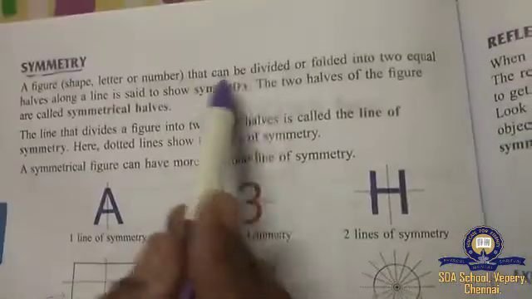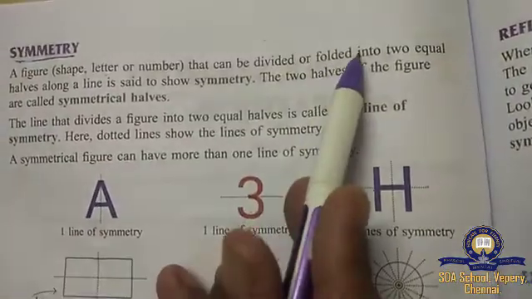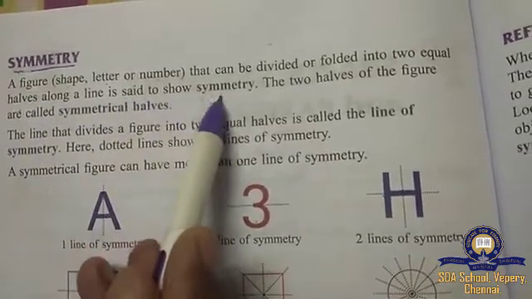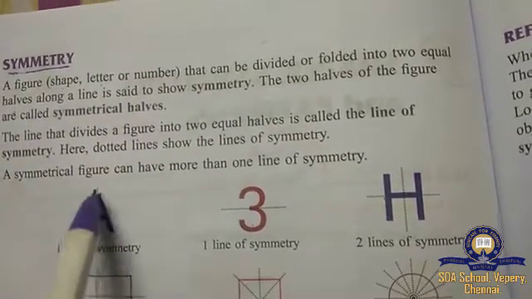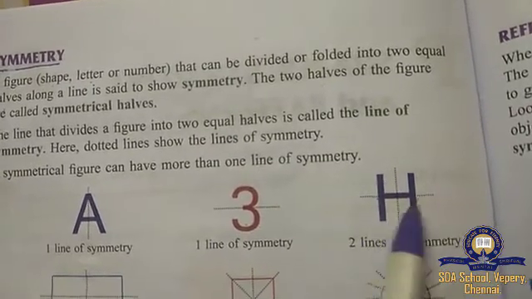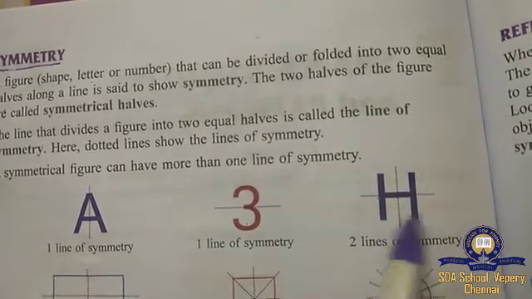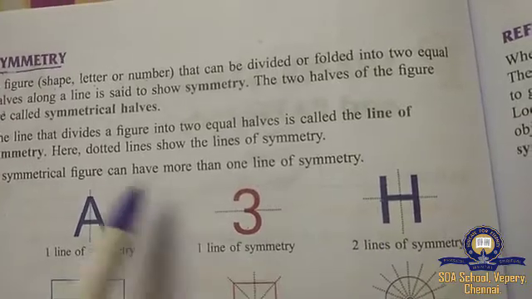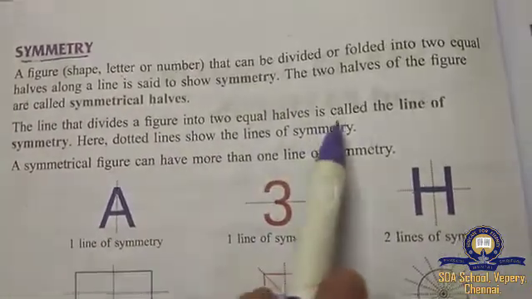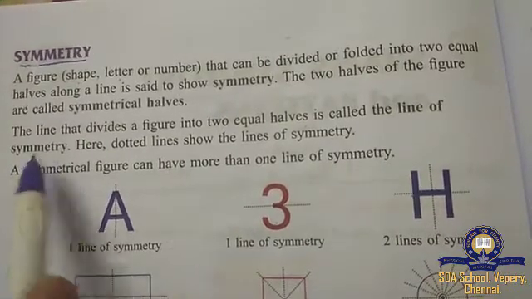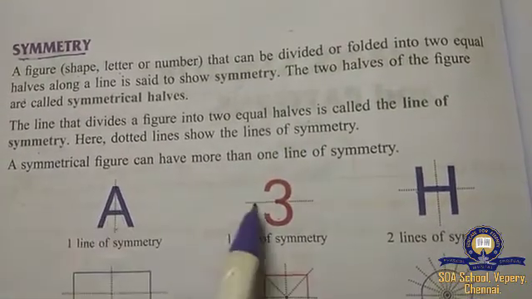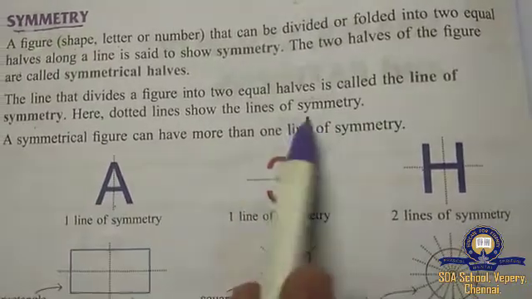A figure that can be divided or folded into two equal halves along a line is said to show symmetry. Okay children, can you see here? It has been divided into two. See, in H they have divided into two. These are called symmetries. The line that divides a figure into two equal halves is called the line of symmetry. Here, dotted lines show the lines of symmetry. See, these are the dotted lines. These are called lines of symmetry.